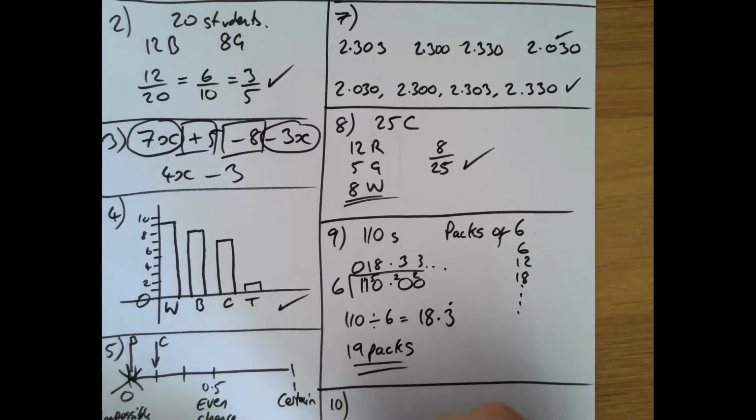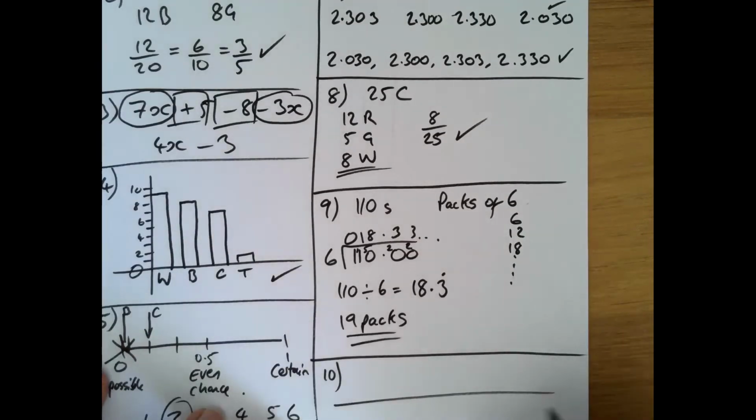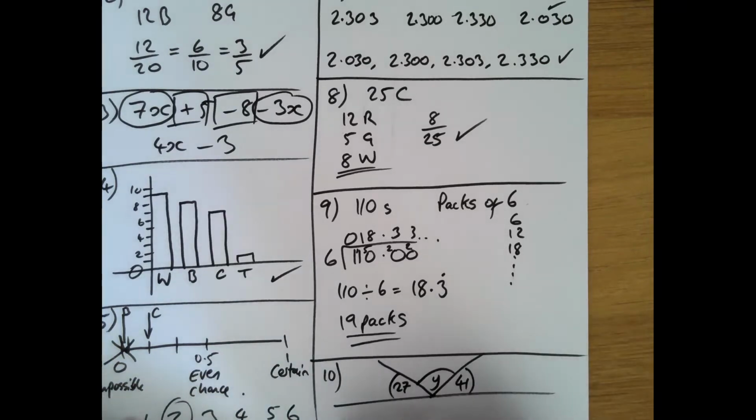So, number 10. Angles on a straight line. That's 41. This angle here is 27. We're asked to work out the one in the middle. I've called it Y, they've called it X. Work out the size of angle X. Well, angles on a straight line add up to 180. So we're just going to do 180, take away 27, take away 41.